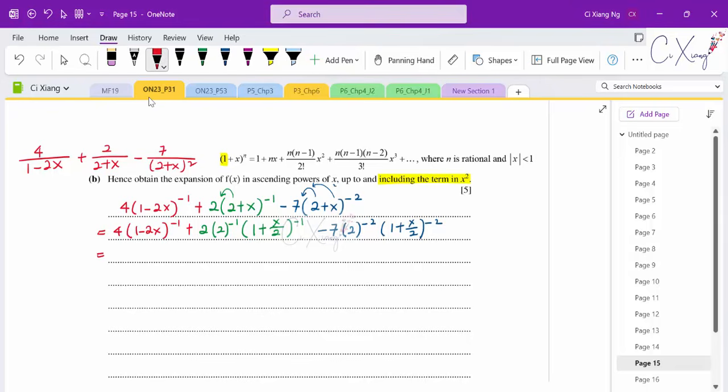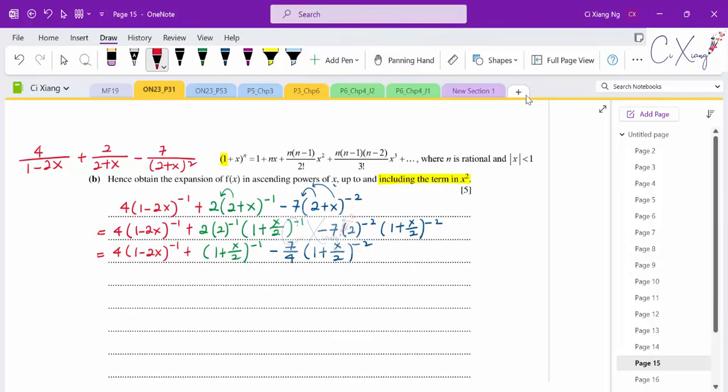Next step. Before I expand everything by using the binomial expansion formula, I simplify all the terms here first. 2 multiplied with 2^(-1), you get a 1. So you're having (1 + x/2)^(-1). Then for this part, 2^(-2) gives 1/4, so you're having negative 7/4, then (1 + x/2)^(-2). Okay, so everything is adjusted nicely. Then you can expand every single bracket here by using the binomial expansion formula.